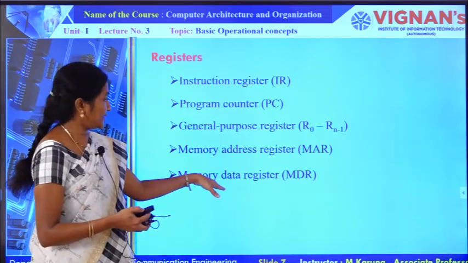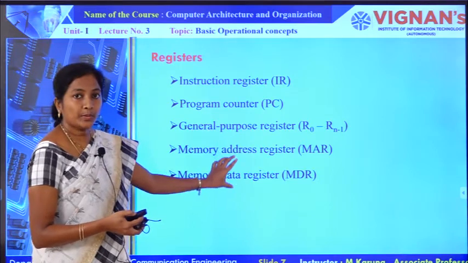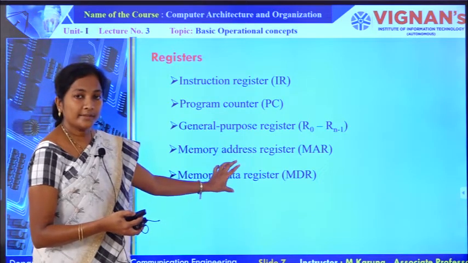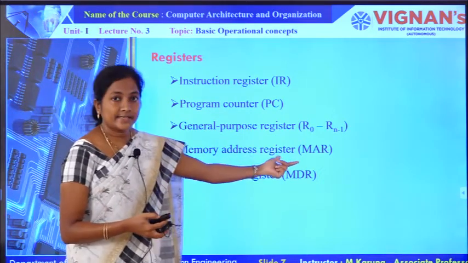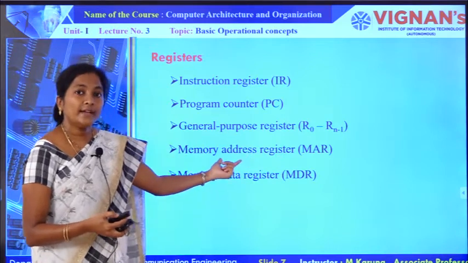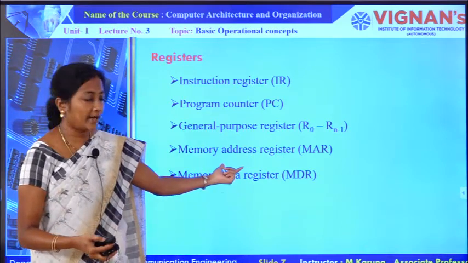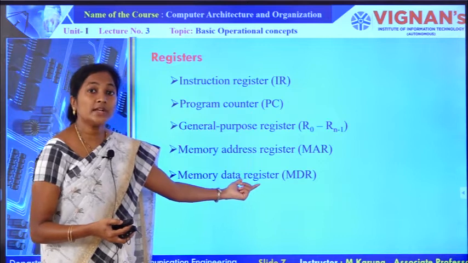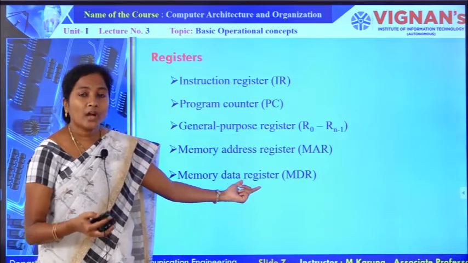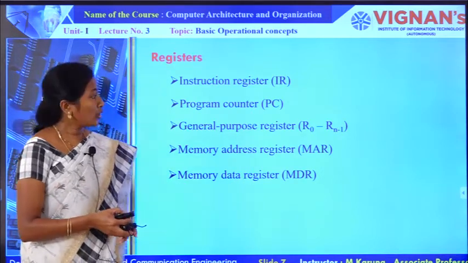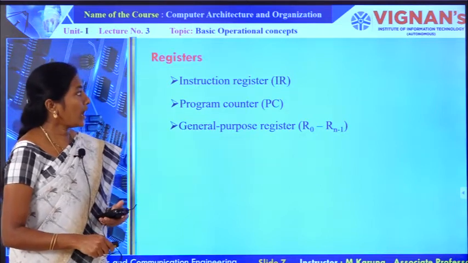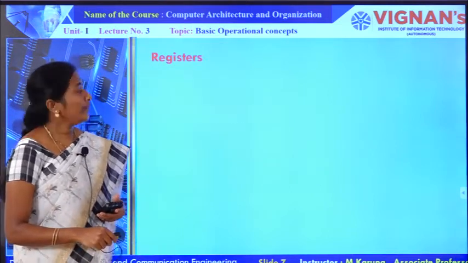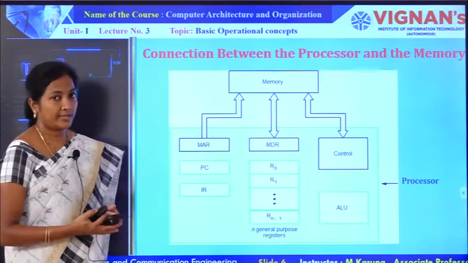Next, these registers are related to or linked with the memory. The memory address register stores the address of either an instruction or data. The memory data register stores the instruction code or data. Let us go back to the diagram to see how the operation is performed with the help of functional units.